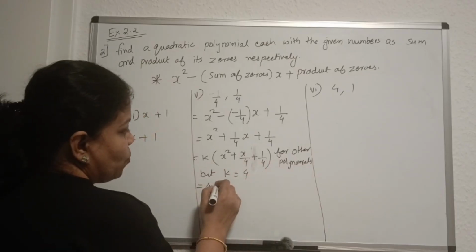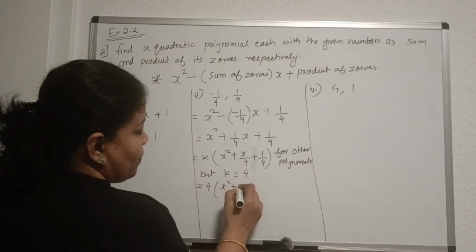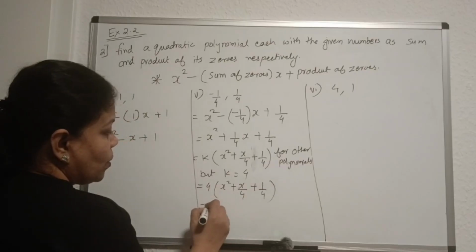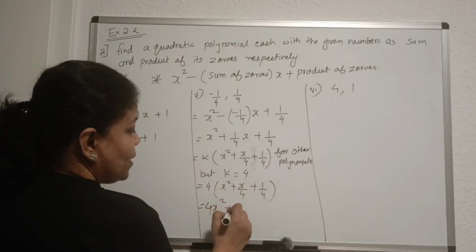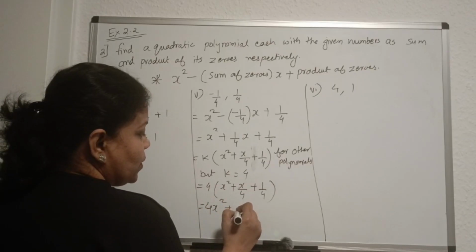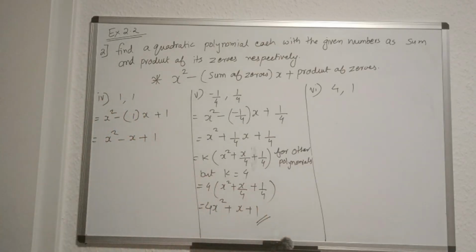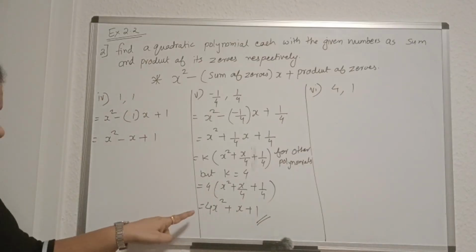Then what will happen? 4 into x square प्लस x by 4 प्लस 1 by 4. ये 4 अंदर गया तो आपका क्वाड्रेटिक बनेगा 4x square. ये 4 कैंसिल हो गया. You will get x और ये 1. So this will be your quadratic equation. I hope you have understood this.